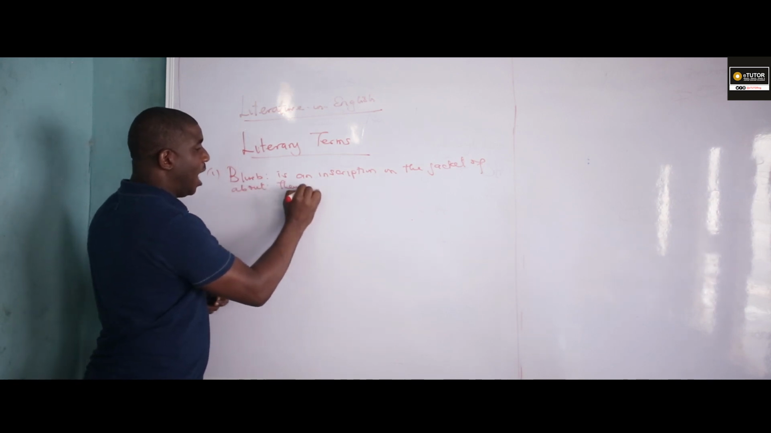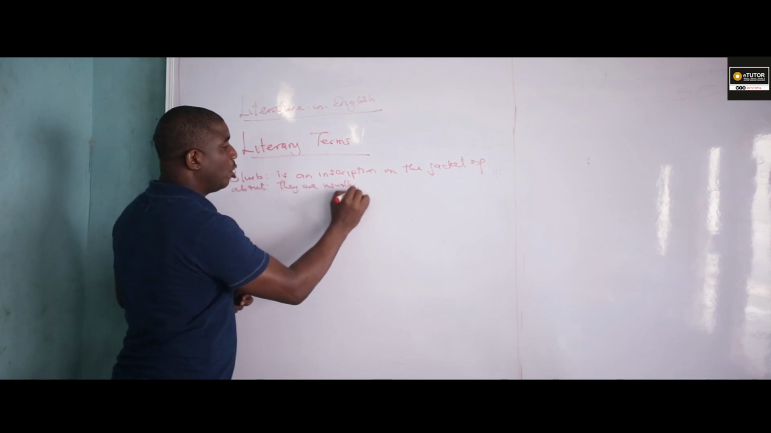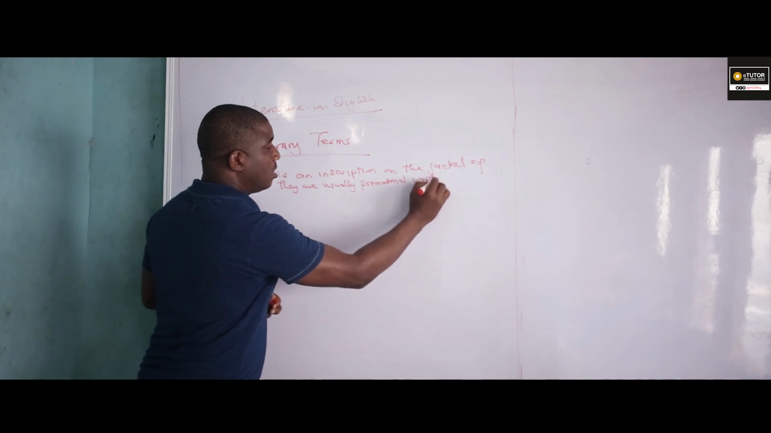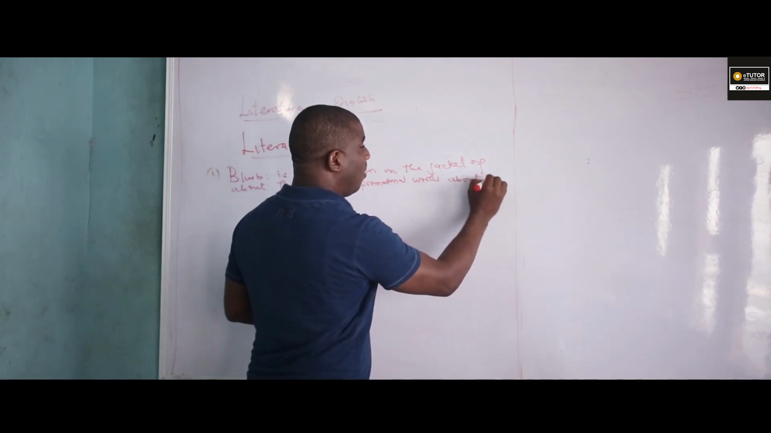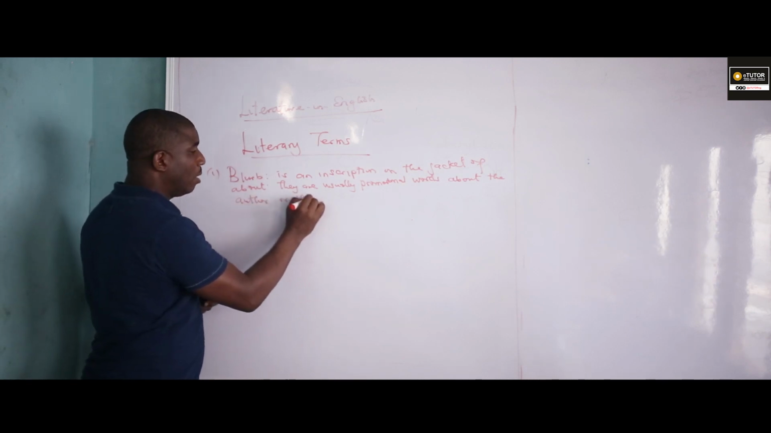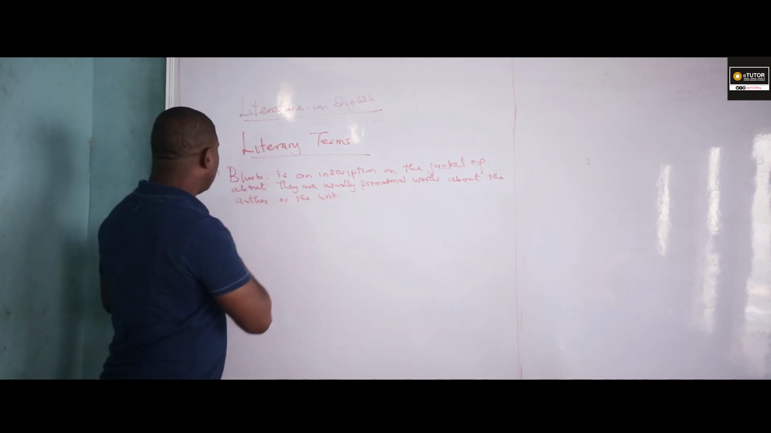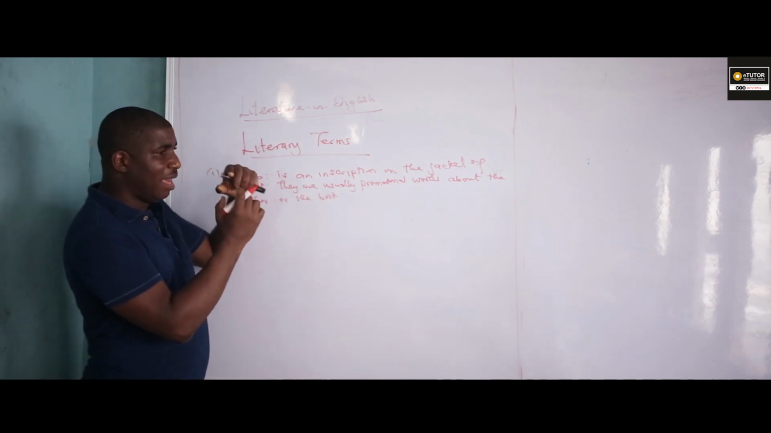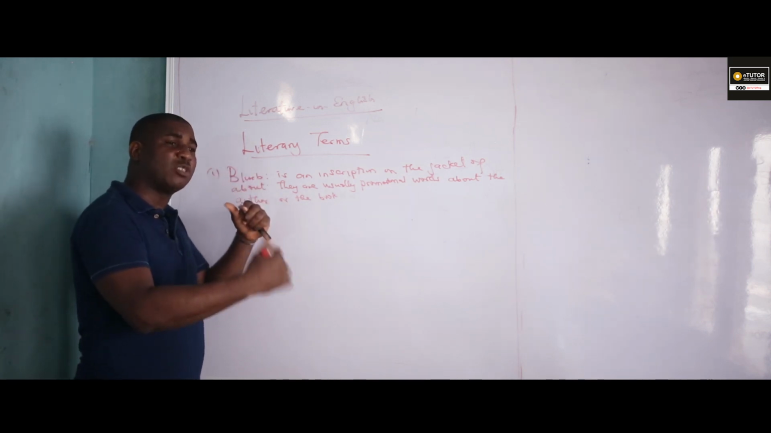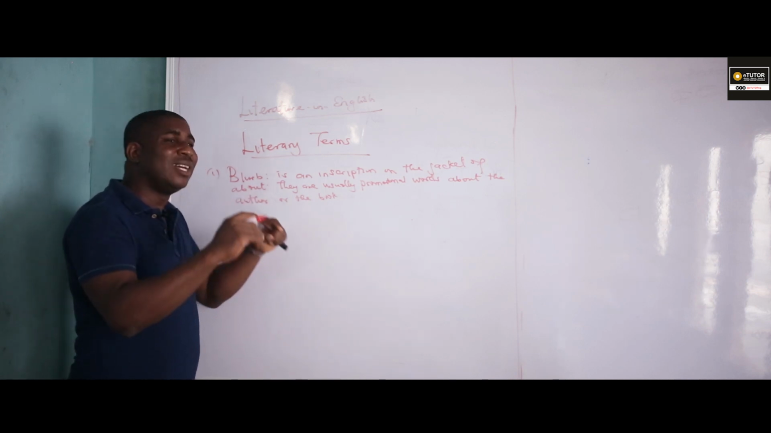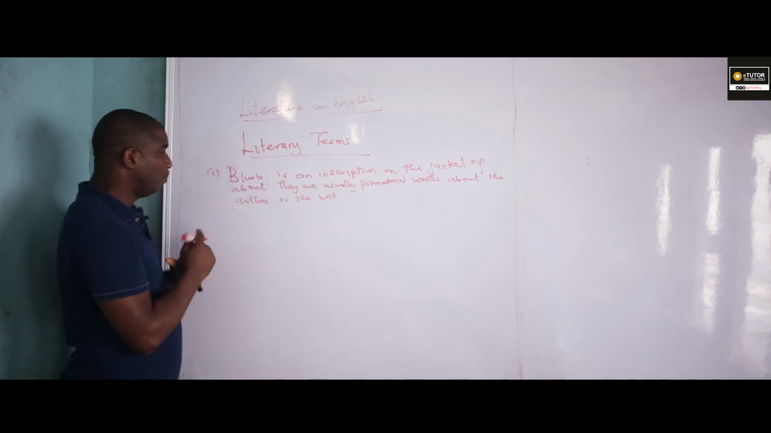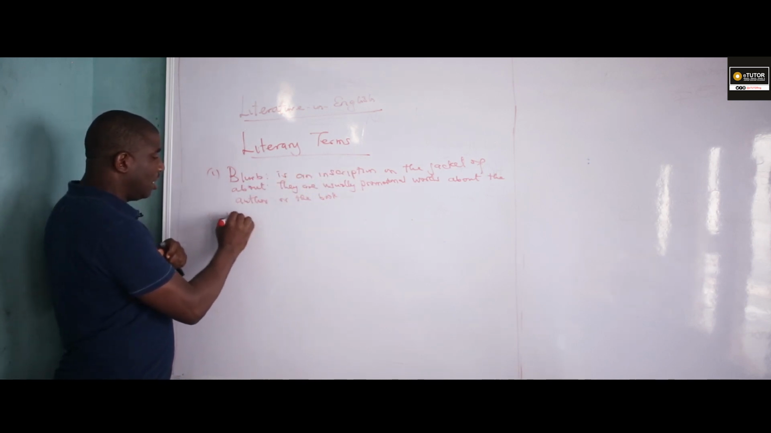They are usually promotional words about the author or the book. Sometimes on the jacket of a book they write, "This book has sold more than 1,000 copies within few months." This inscription is referred to as what? As blurb.